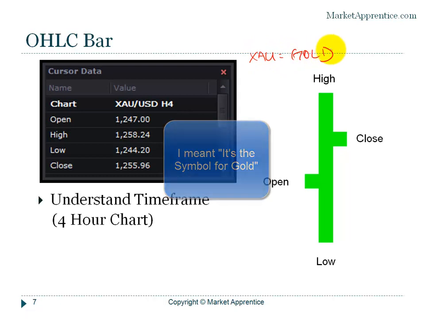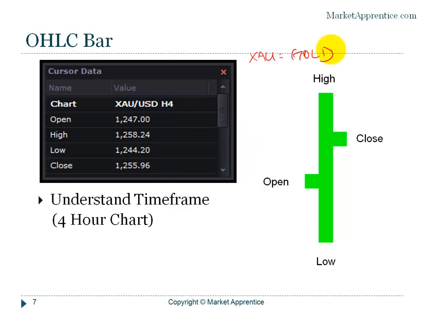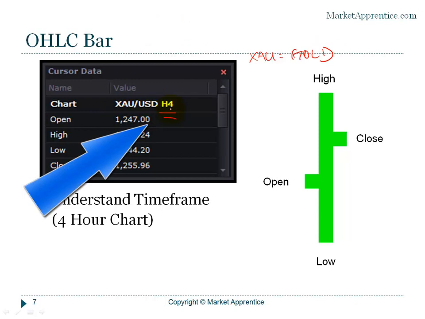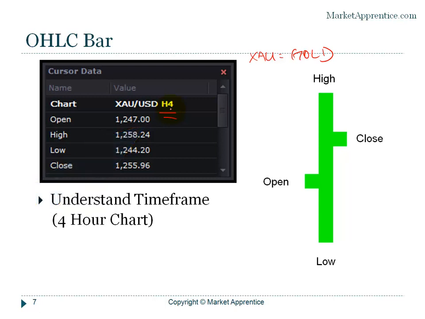Now, to start off, when you look at the chart, the first thing you need to know is what time frame you are looking at. Understand the time frame. In this example, what we have is an H4. An H4 also represents a 4-hour chart. To give you a good idea of what open, high, low, and close means, let's say the bar in front of you represents a 4-hour bar.